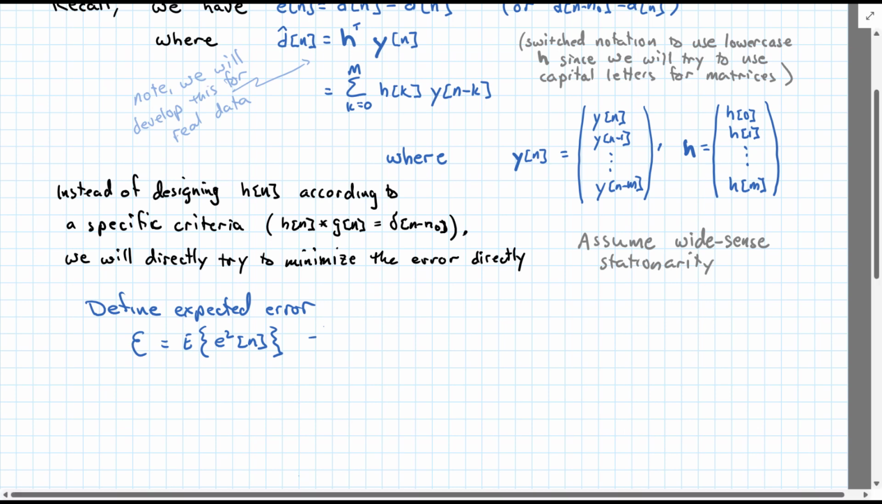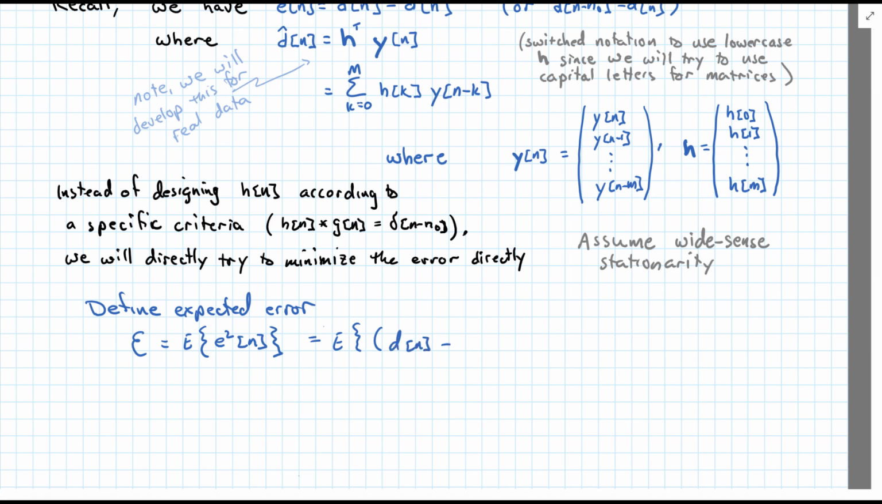This, of course, can be expanded as d of n minus d hat of n, squared.